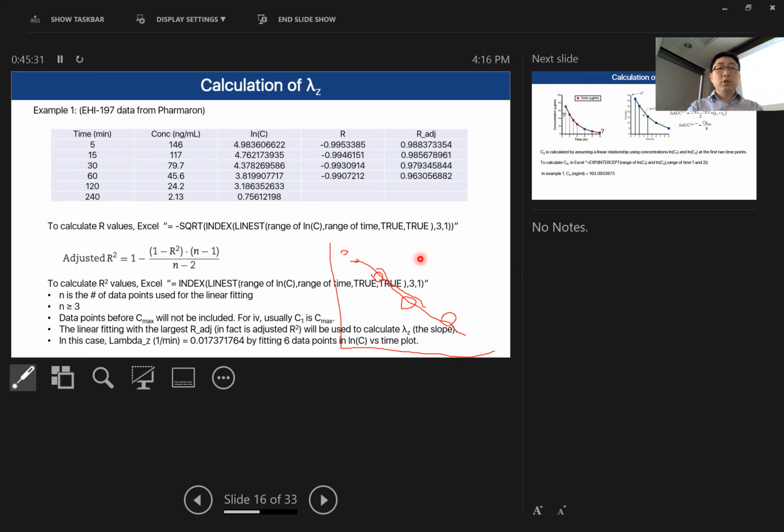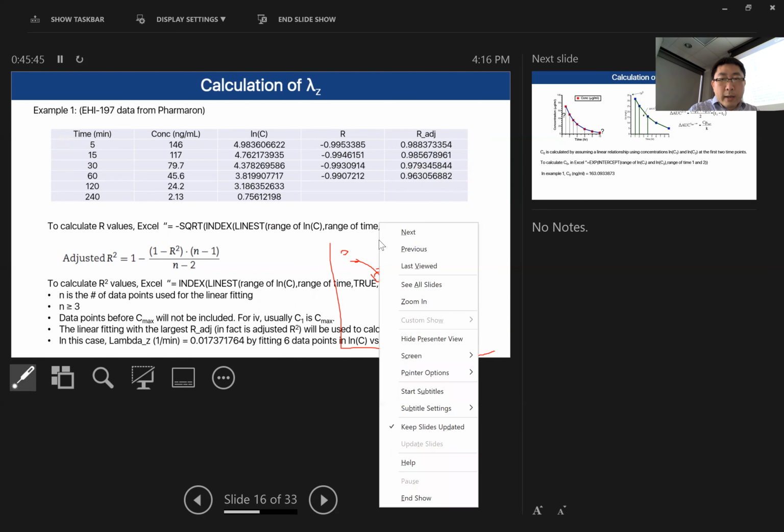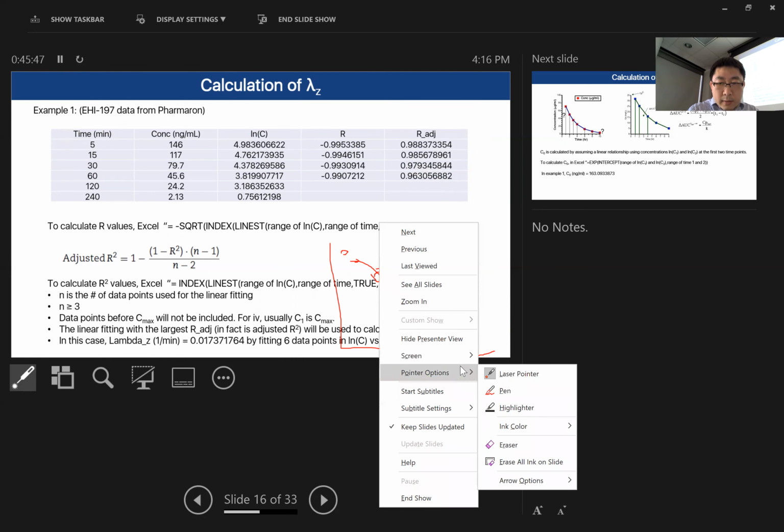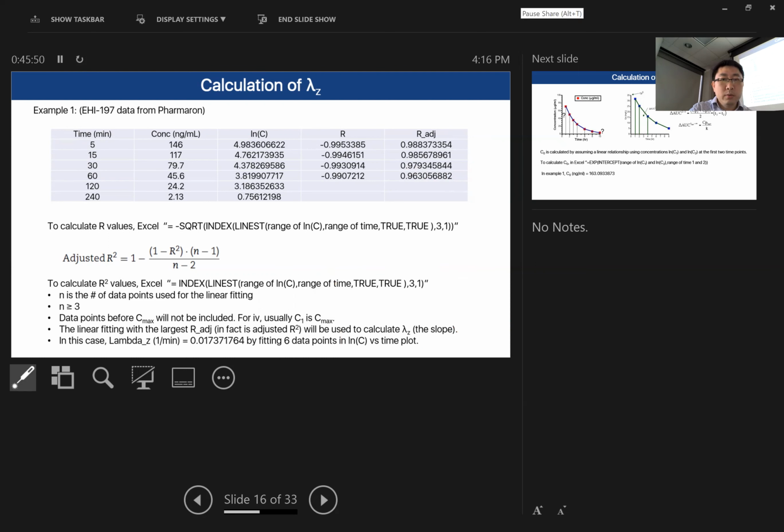Another thing is that actually, they do this not just based on the R value. They use the so-called adjusted R square value. It's essentially, how can I remove this pen thing? Eraser, erase all ink. Okay, great, cool.